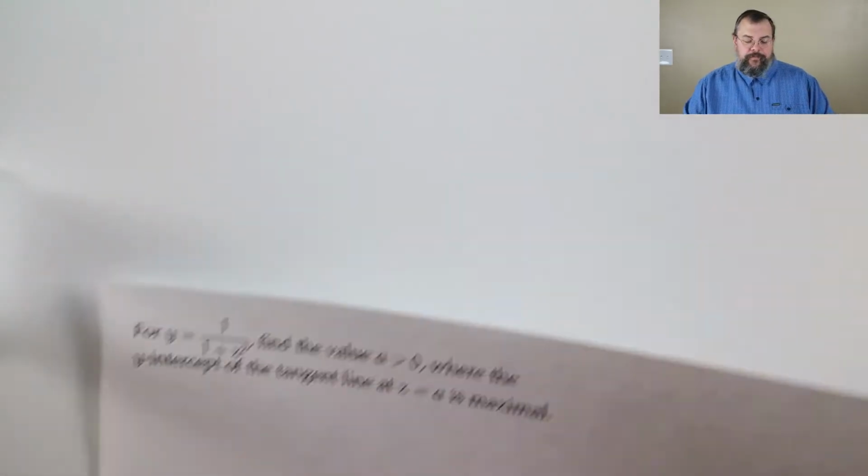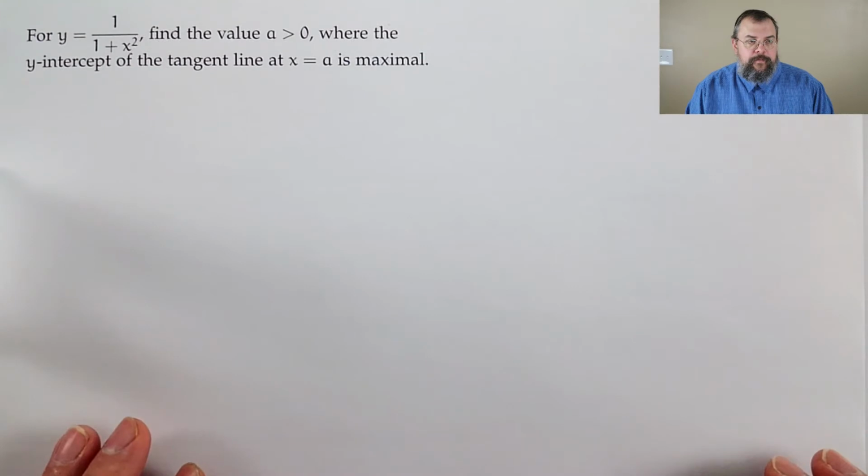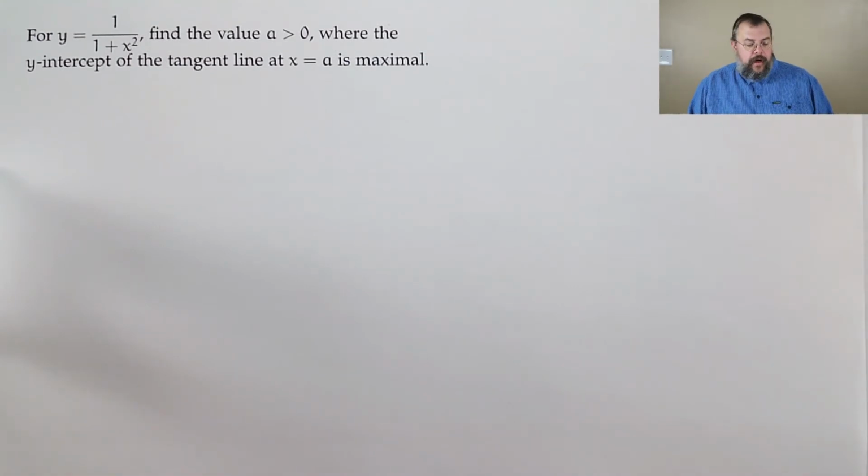Okay, here we go. So let y equal 1 over 1 plus x squared. Find the value a greater than 0 where the y-intercept of the tangent line at x equals a is maximal.